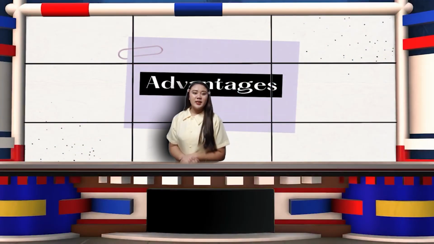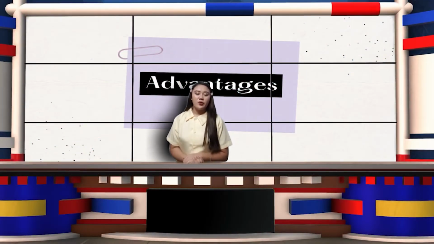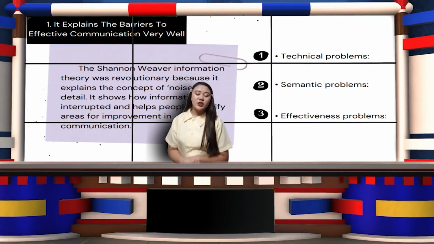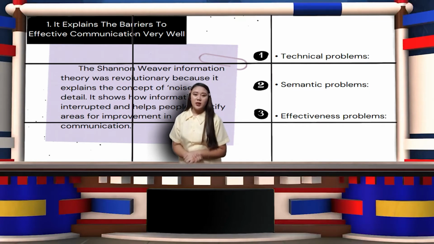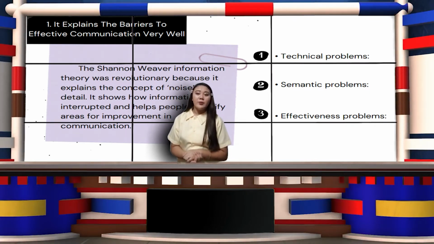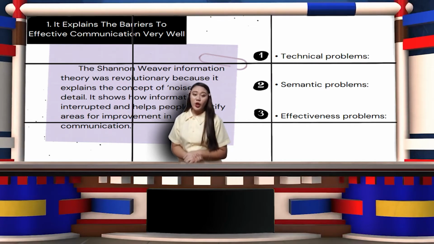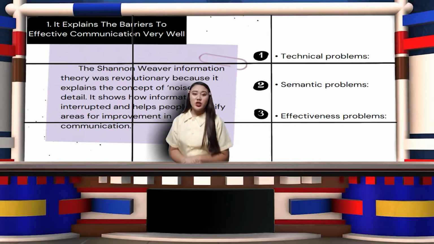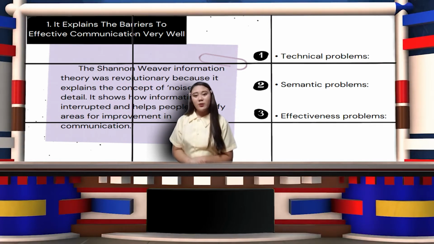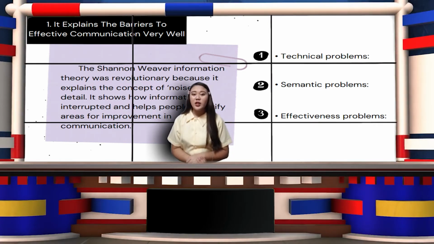So let's proceed to the advantages of the Shannon and Weaver model of communication. Number 1, it explains the barriers to effective communication very well. The Shannon-Weaver information theory was revolutionary because it explained the concept of noise in detail. It shows how information is interacted and helps people identify areas for improvement in communication.